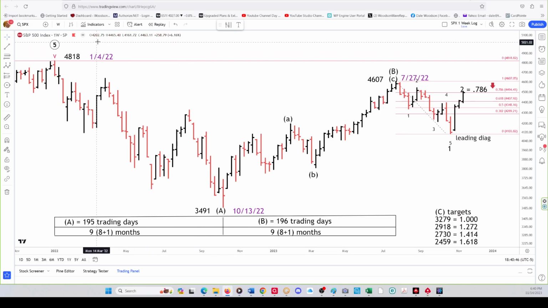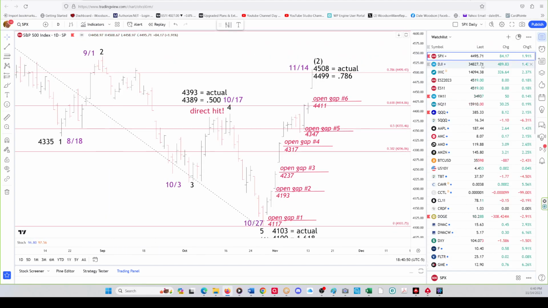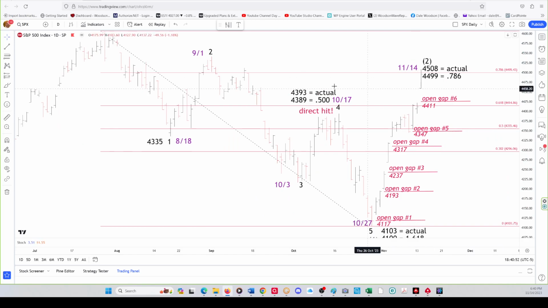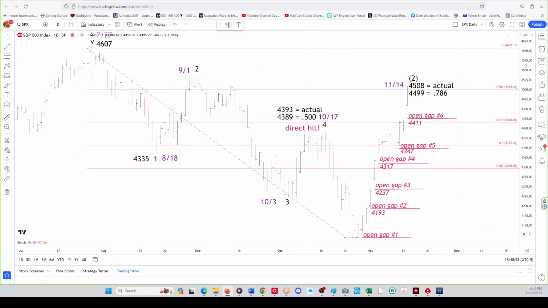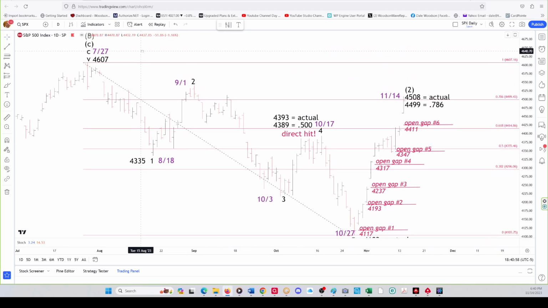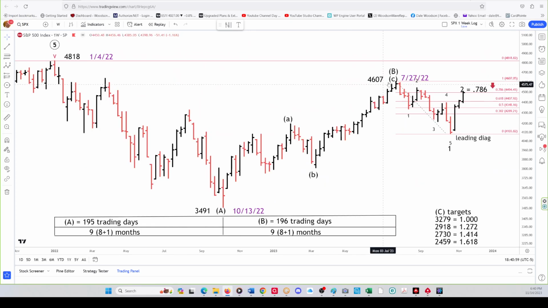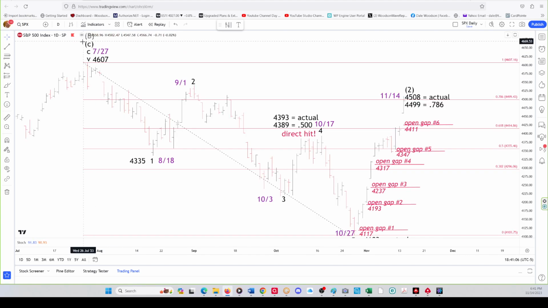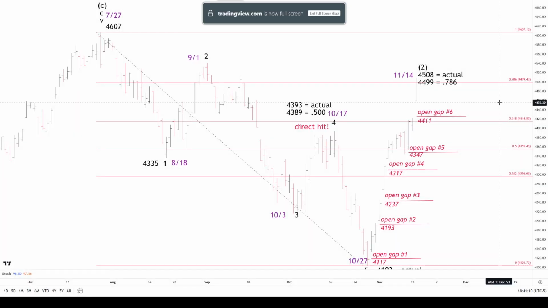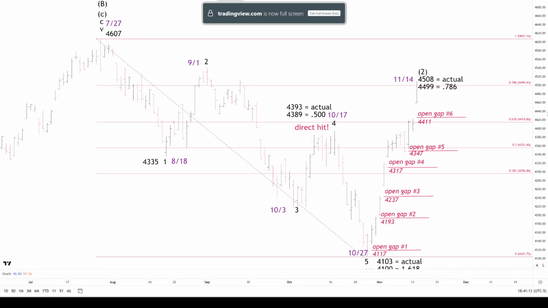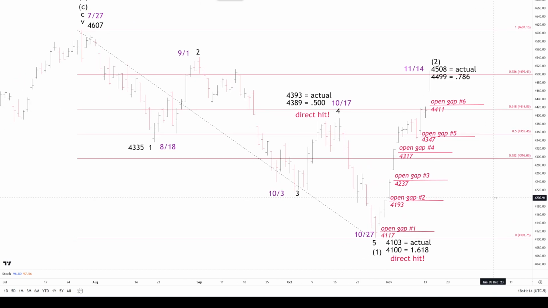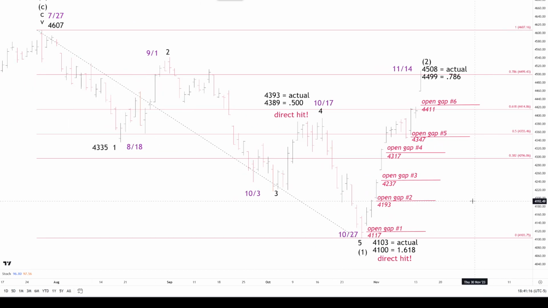Okay, let's go from there to the daily chart. We want to show you guys this. That is from that 4607 B wave high back here. See that B wave high, 4607. That's the weekly. This is the daily. From there, this is an updated wave count. Let me get a full screen so we can see everything and get that more into focus.